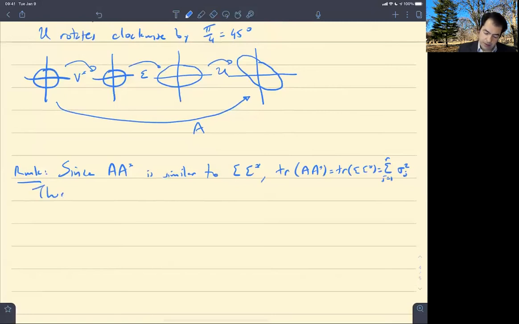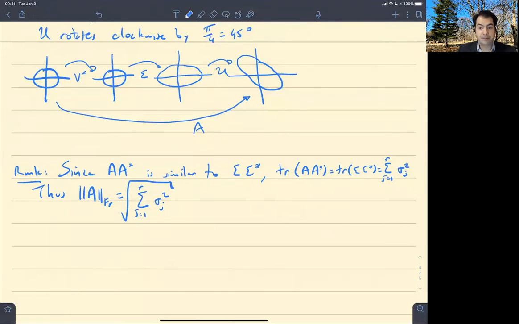Thus, the Frobenius norm of A is equal to the square root of the sum, j goes from 1 to r, of sigma j squared. But remember, the Frobenius norm is the square root of trace A A star. It's also the norm that you get by thinking of your matrix as being one really long vector and then taking the usual or the standard norm of that long vector.